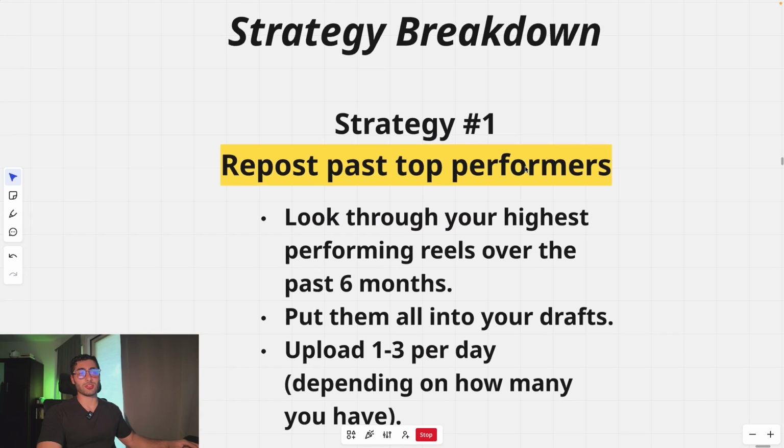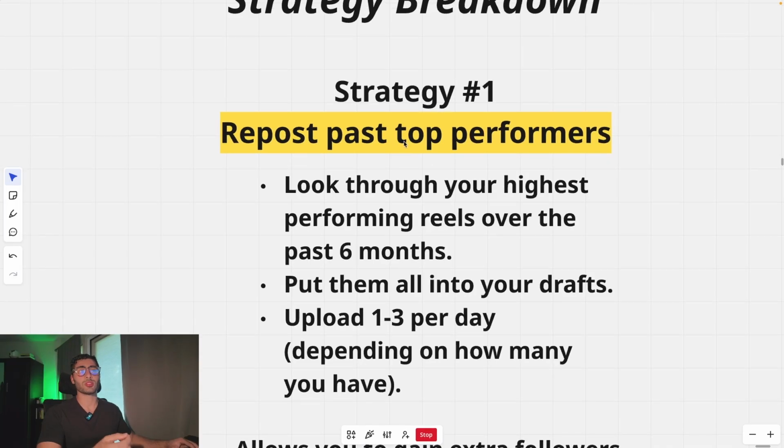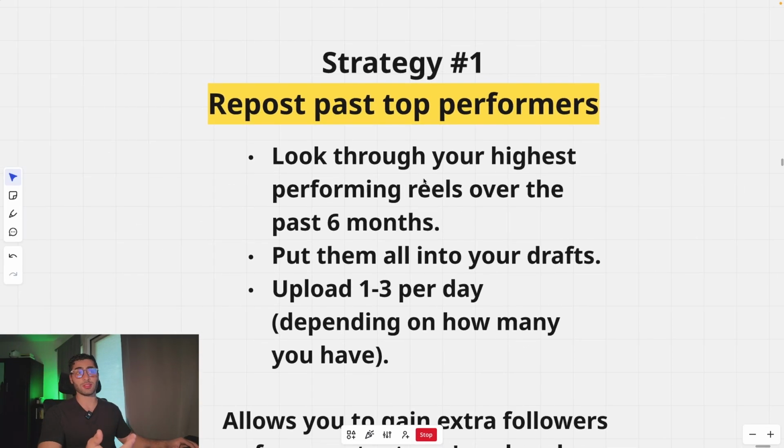So the first strategy, which is the easiest strategy and literally doesn't require you to do any work, is to simply repost past top performers onto trial reels, all right? In order to do this, simply look through your highest performing reels over the past 6 months and put them all into your drafts, right?